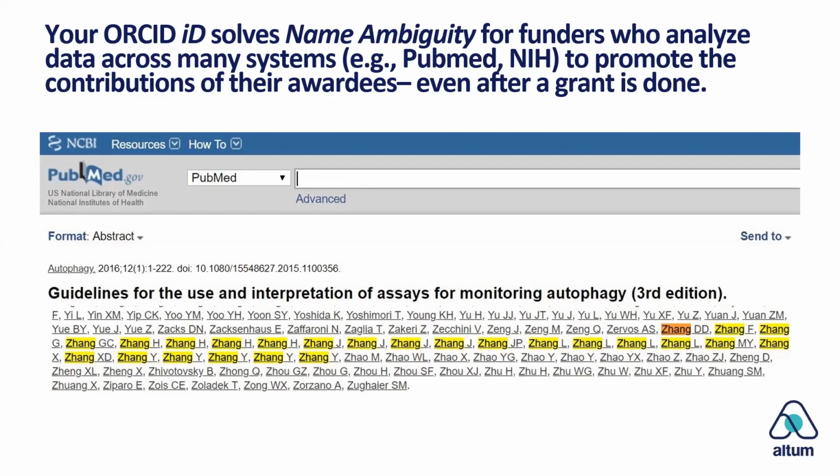ORCID solves that problem, and it's free for you, right? So very simple thing to do, identifies you across all these data sources that funders use to communicate impact of the grants and their grantees that they've supported.